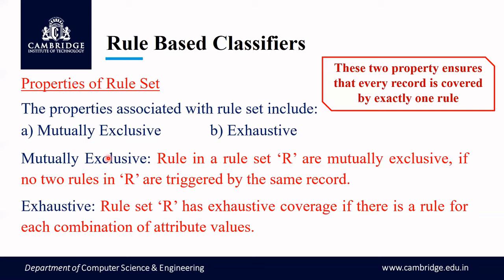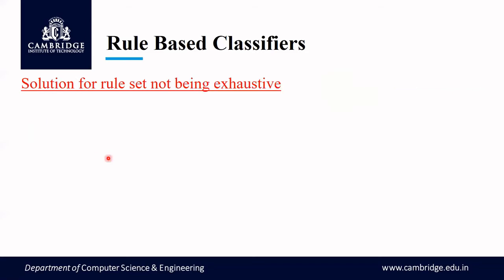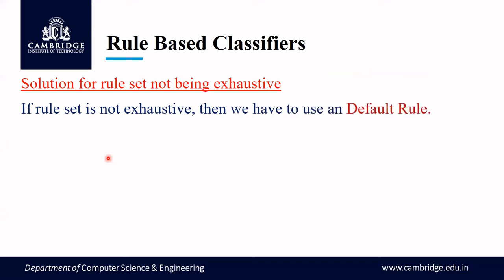Next, we will see what happens if mutual exclusiveness is not there, and what the solution is for that. And if the rule set is not exhaustive, what is the solution? How can we make the rule set exhaustive, or make it mutually exclusive? We are going to look at the solutions. First we'll see how a particular rule set can be made exhaustive.